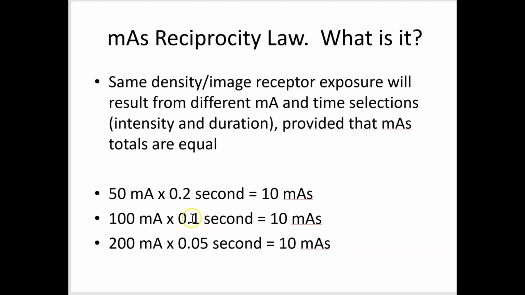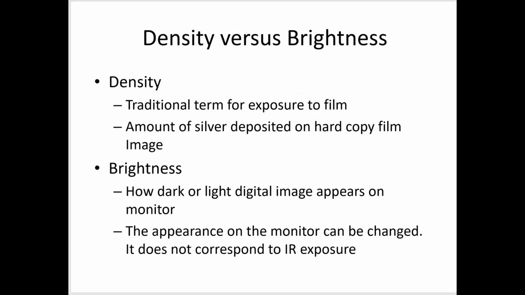And here I am giving you some examples. 50 mA and 0.2 seconds gives us 10 mAs. You can change that to 100 mA times 0.1 seconds, and you still have 10 mAs. 200 mA times 0.05 seconds is still 10 mAs. And that is all that the reciprocity law means.